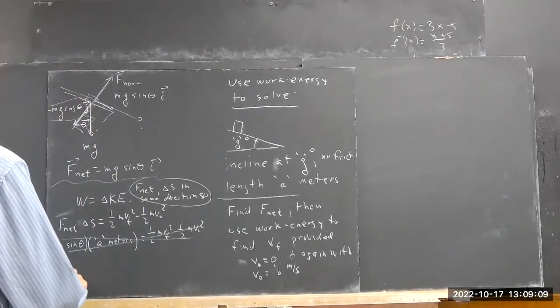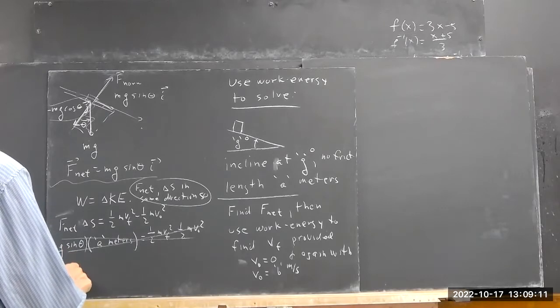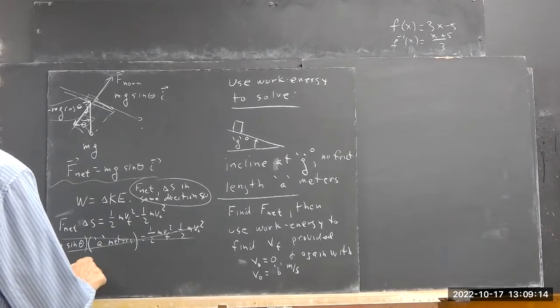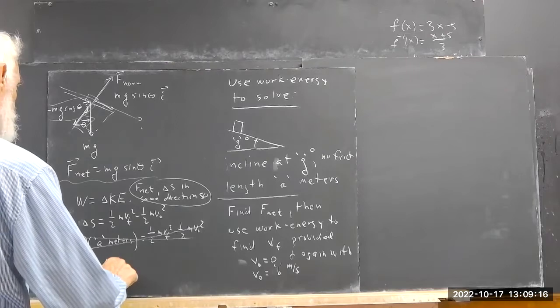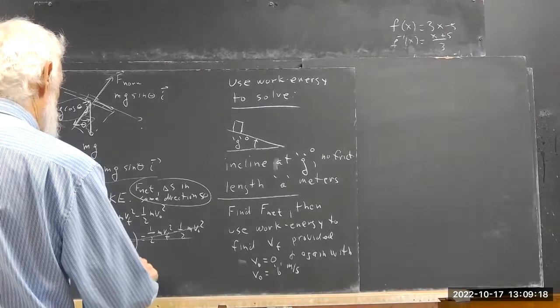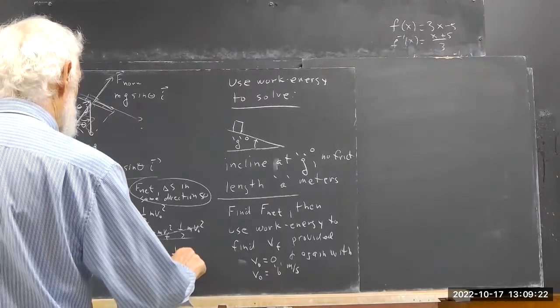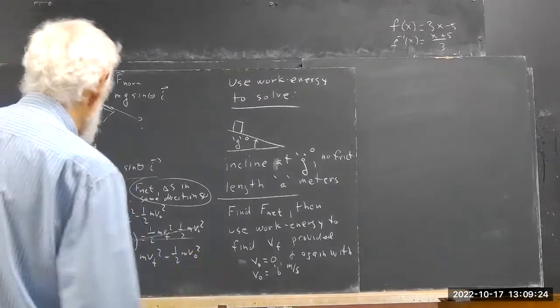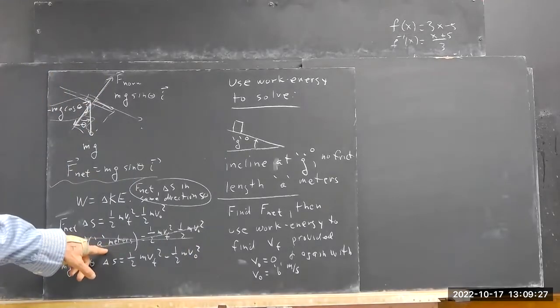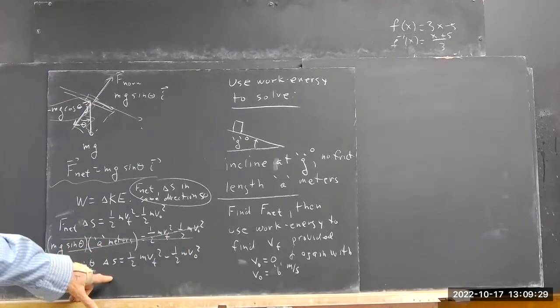You'll say F net is mg sine theta, delta S equals 1/2 m VF squared minus 1/2 m V naught squared. Not cluttering it up with our given information, using symbols for everything.